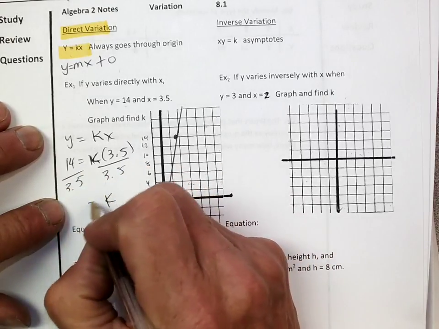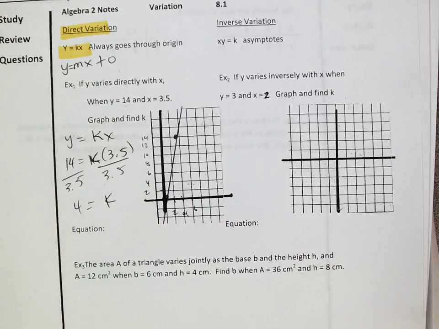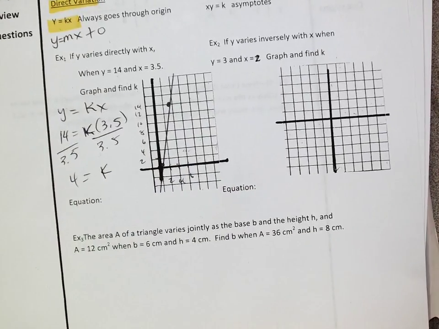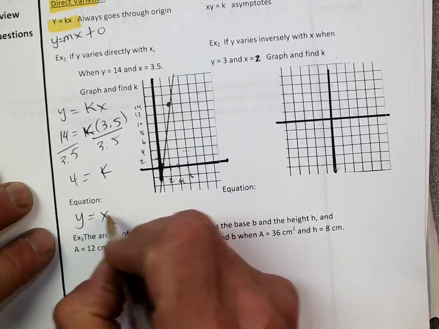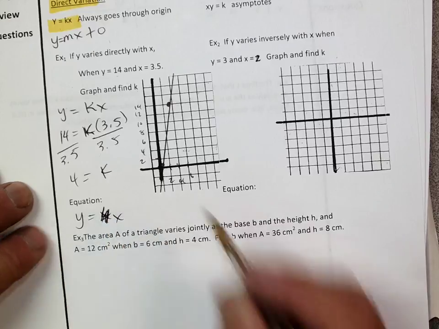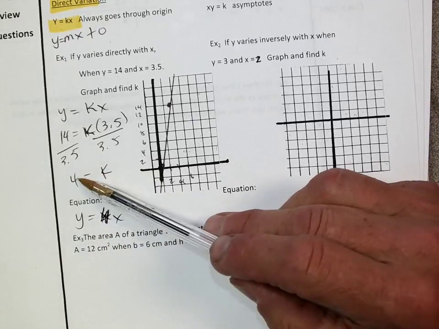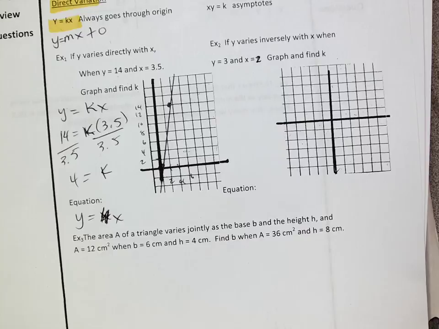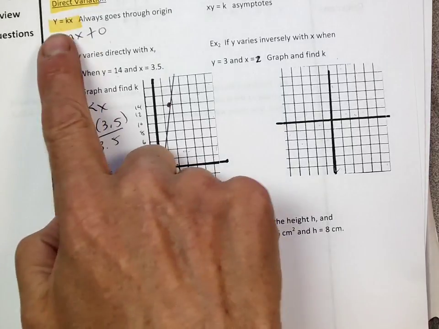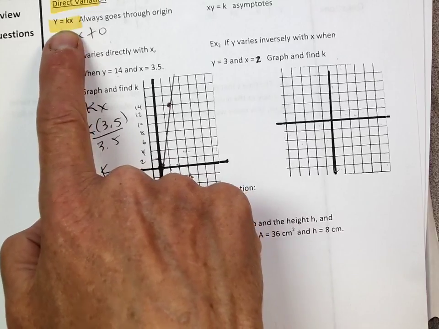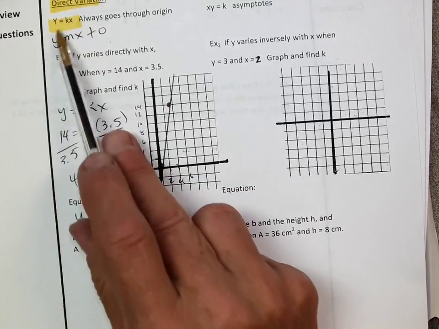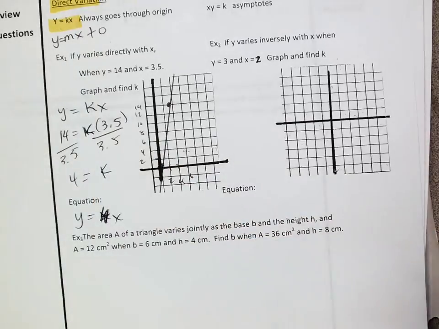So k is 4. So what's our equation? Everybody okay on what I did? That makes sense? My equation is just y equals 4x, right? There you go, because I put the 4 in for k, and there it is. Thumbs up? So all I did was I used their little equation. They said it was direct variation. I put in the 14 for y. I put the 3.5 in for x, and I solved, okay? Right?